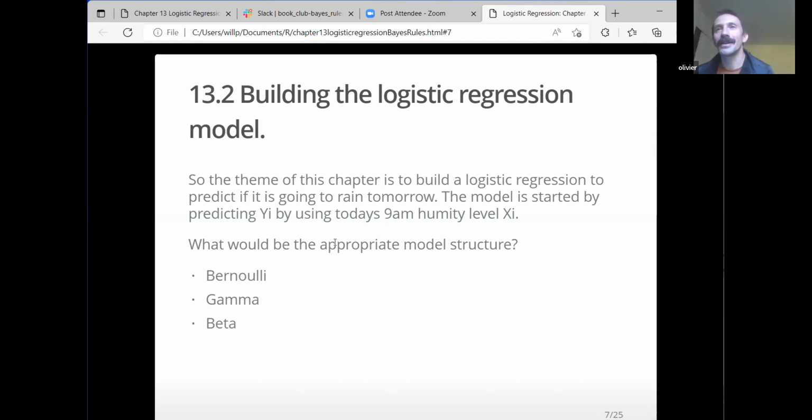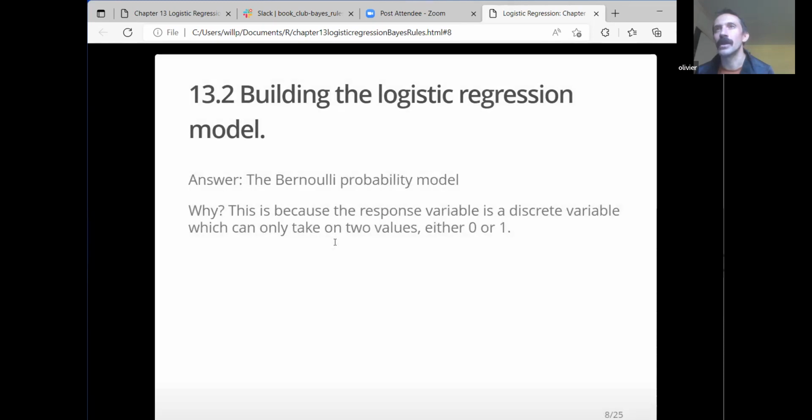Okay, I'm blindly going to go with beta. Oh, close. It's Bernoulli. The reason for that is that the response variable is a discrete variable. It can only take on two values, 0 or 1. So it's either going to be one thing or not that thing. It's either going to rain or not rain. And I think when I was learning probability, the Bernoulli is used because it's either heads or tails. Yeah, I thought it was a probability. That's why I said beta or gamma.